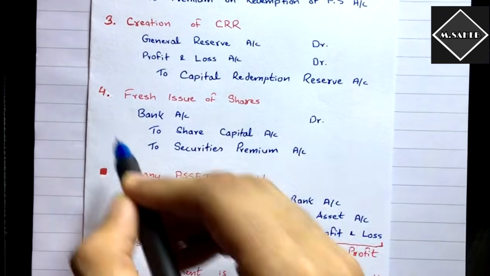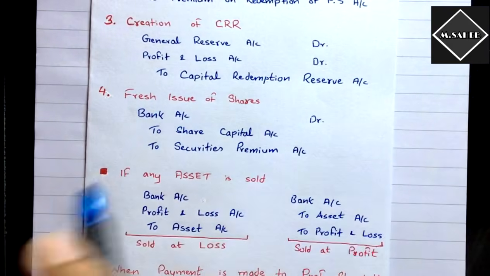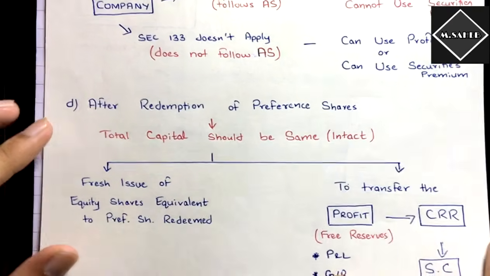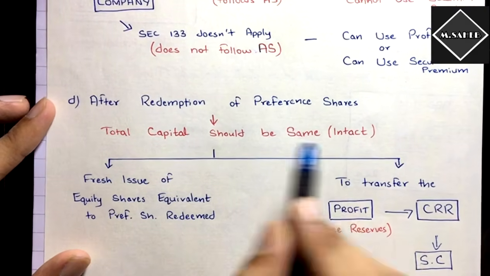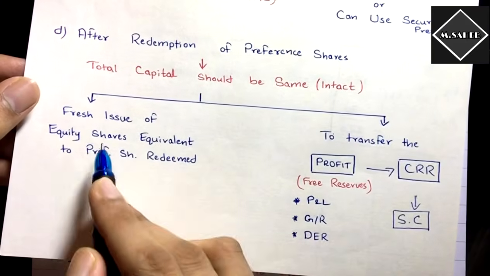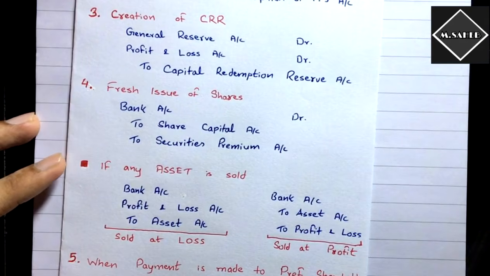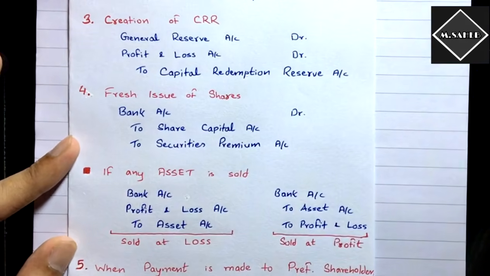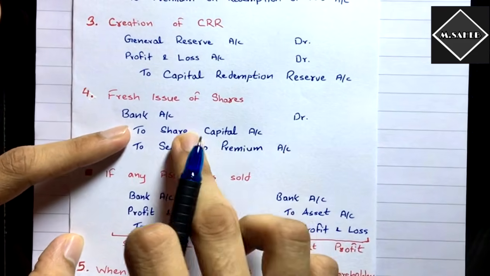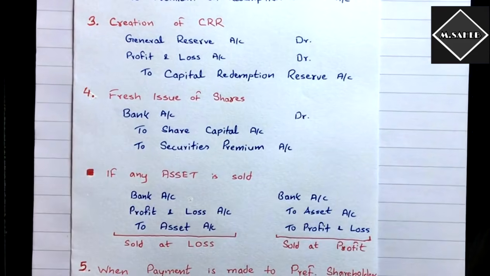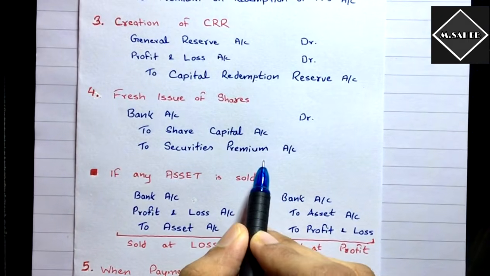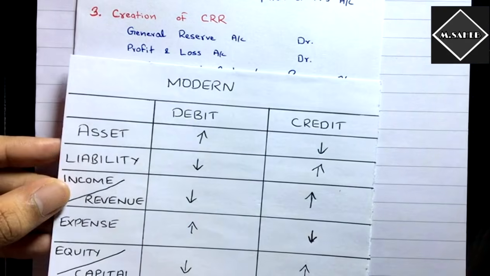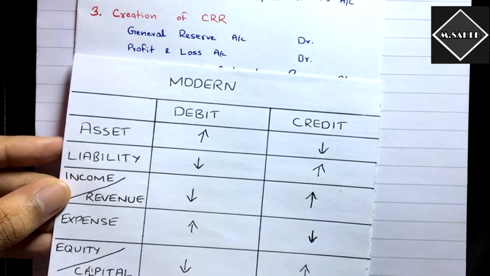Why is this done? For the replacement of capital. We have to comply with Section 55 of the Indian Companies Act, that total capital should be the same, it should be intact even after redemption. We can only do that by fresh issue or transferring the profit to a special account called CRR. So that is creation of CRR and fresh issue of shares. Very simple, money is coming in, capital is increasing. If capital increases, you credit. And here securities premium, that is shareholders' fund, is also increasing. Reserve is also increasing, so you have to credit. Equity is increasing, credit.